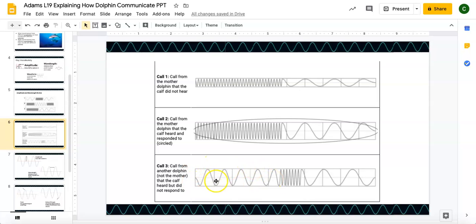It doesn't start out high-pitched because we know that this pattern is completely different. Call 3 starts out with a low-pitched sound, quickly goes to a high-pitched sound, and then right back to a low-pitched sound. So it's low, high, and low. That is not the call of its mother, because the call of its mother, again, is high-pitched to low-pitched. So there is a difference between call 2 and call 3. The calf knows that his mother's sound does not start with a low-pitched sound. So he doesn't even hear that or respond to it. Instead, he's hearing the high-pitched to low-pitched sound that his mother sounds like.